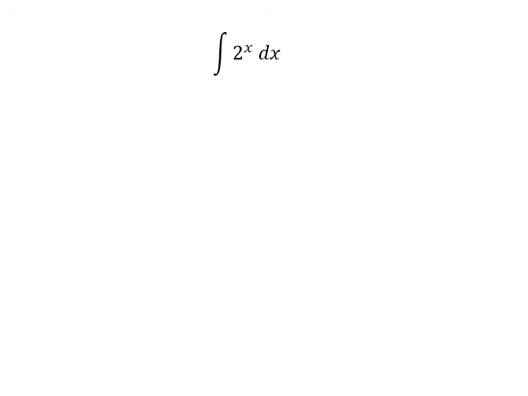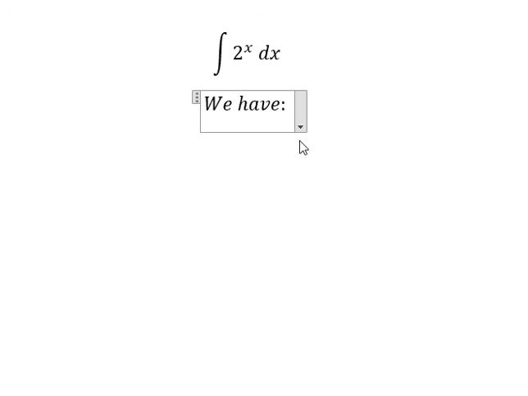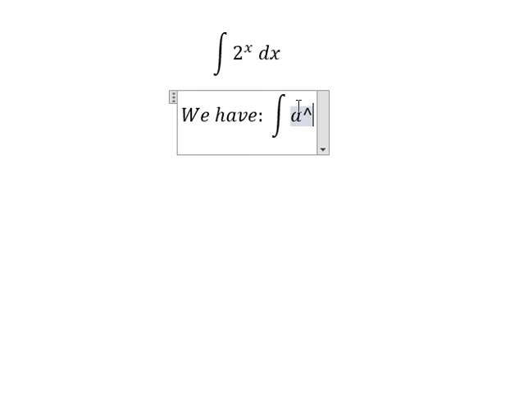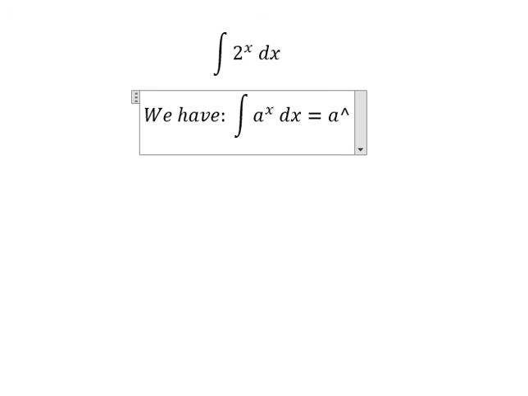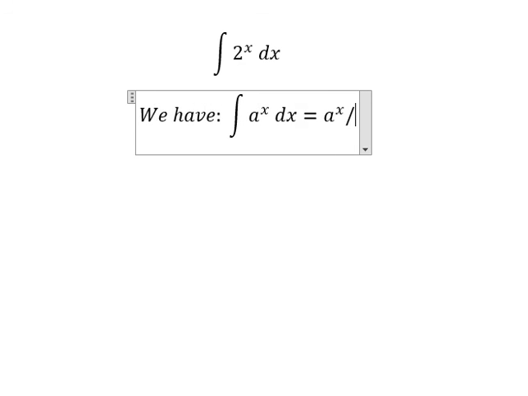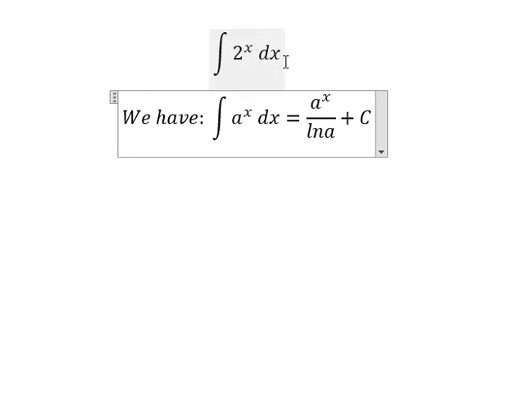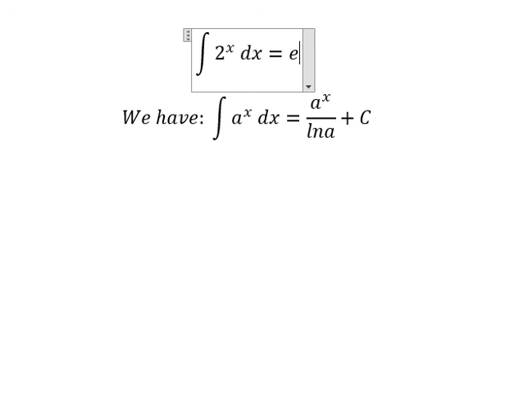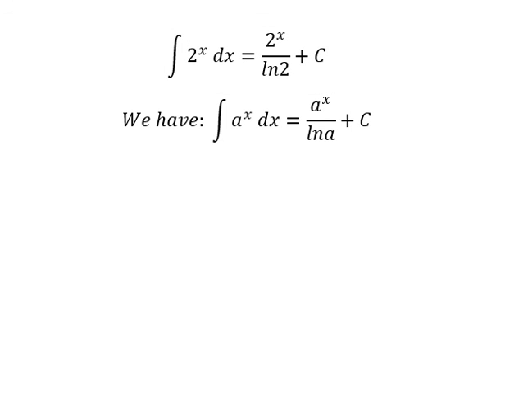Question number 3. We have the formula in here. The integration of a to the power of s ds, we have a to the power of s over ln a, and we put plus c. And this one, we have 2 to the power of s over ln 2, and I will put plus c. This is the end.